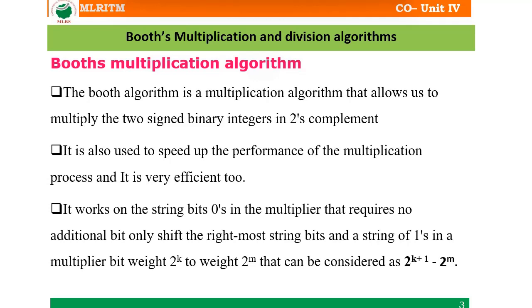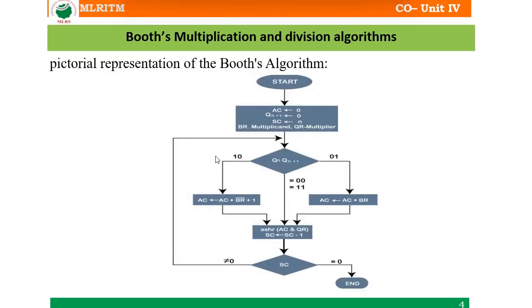How it works: it works on strings of zeros in the multiplier, which require no additional operations, only shifting to the rightmost string bit. A string of ones in a multiplier with bit weight 2 power k to 2 power m can be considered as 2 power k plus 1 minus 2 power m. Now see the flowchart for Booth's multiplication algorithm. This is a pictorial representation of the algorithm.